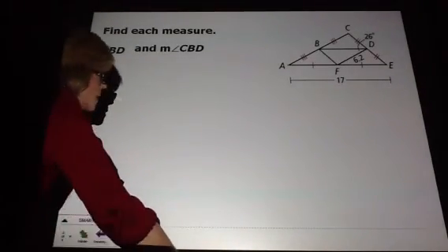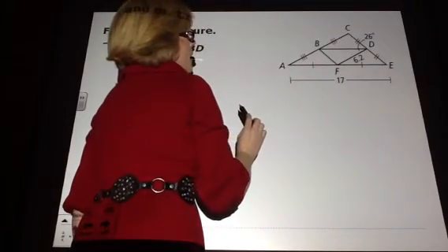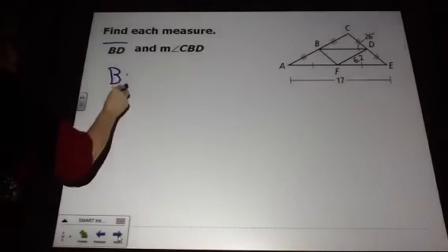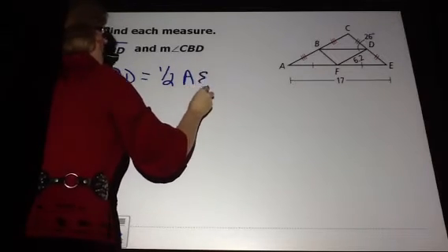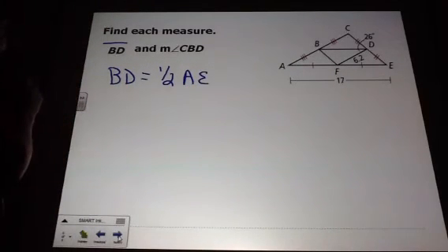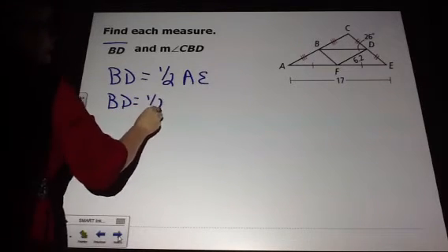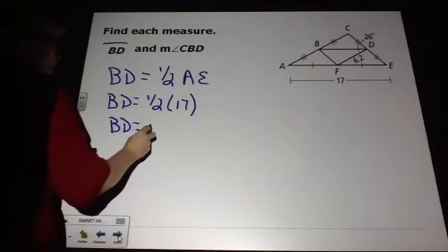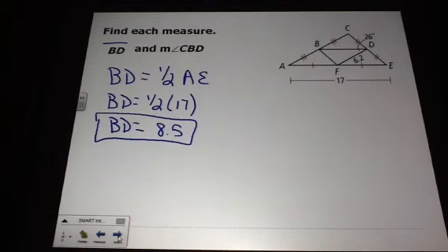All right, so let's see if we can solve these. BD is the midsegment, and it's parallel to AE. So I can say BD equals half of AE because of your midsegment theorem. So BD equals half of 17. Therefore, BD is 8.5.